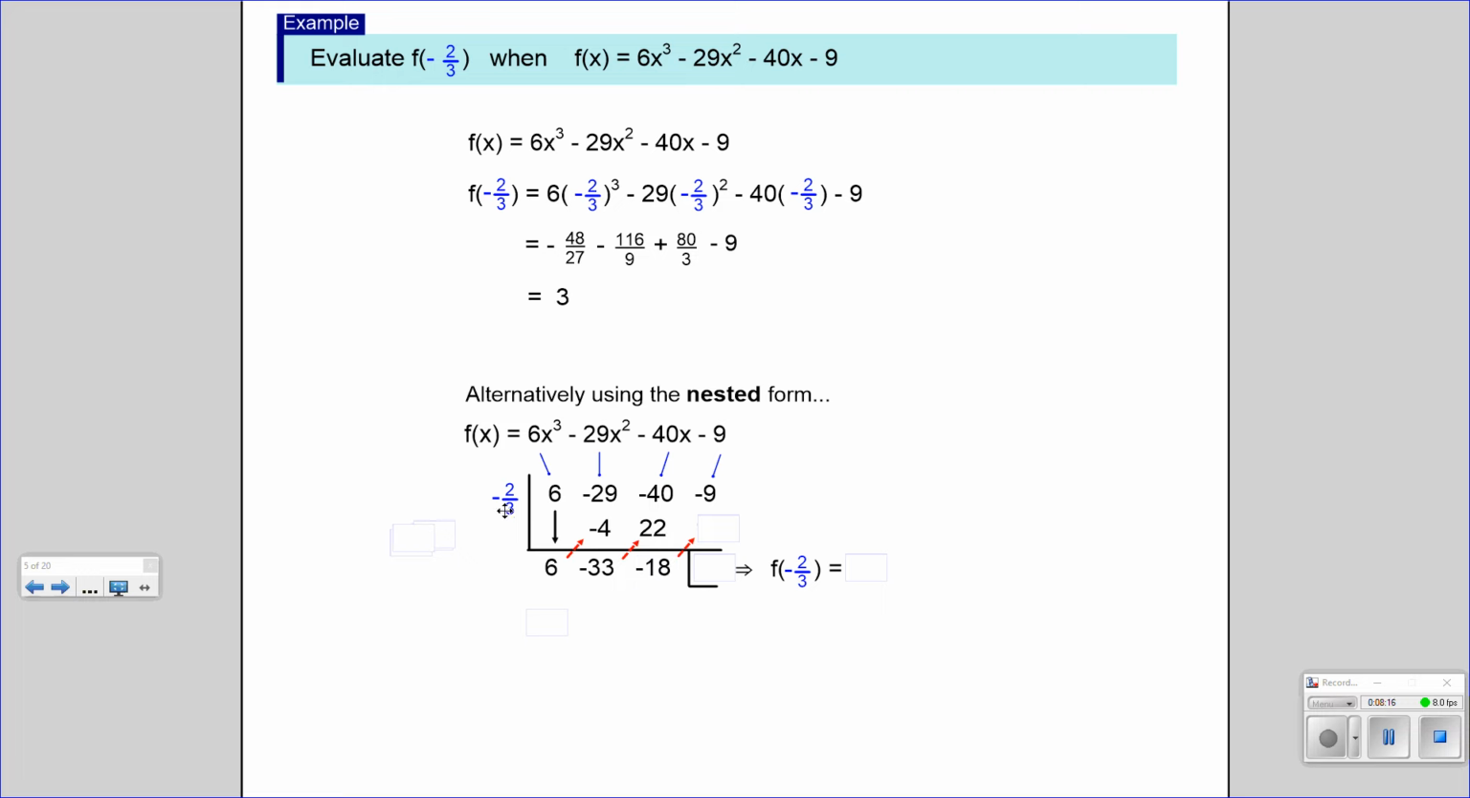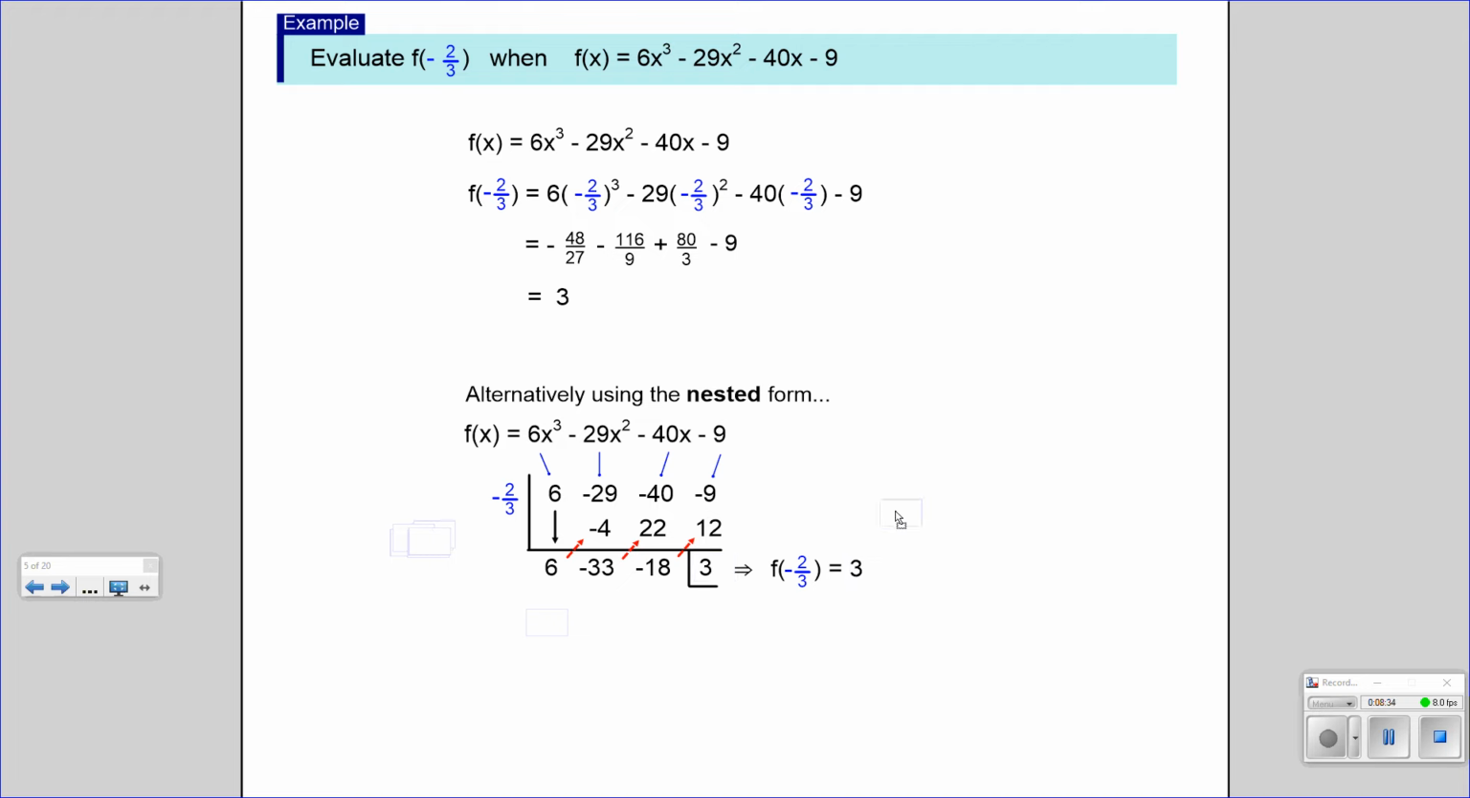And now we're doing minus 2/3 times minus 18. Minus times a minus makes a positive. 18 divided by 3 is 6. Multiplied by 2 is 12. Add these up, minus 9 plus 12 gives us an answer of 3.